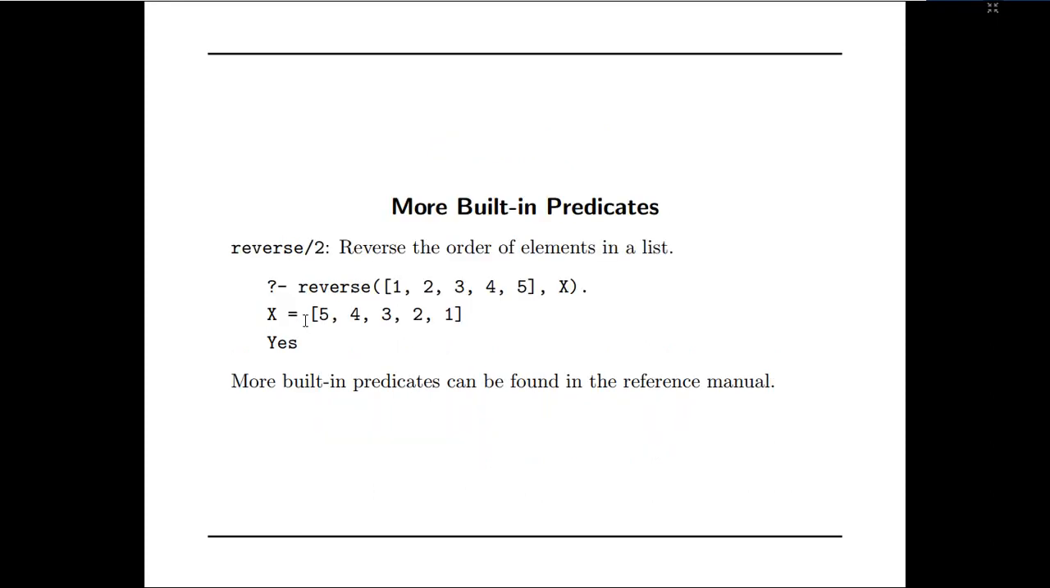Some more built-in predicates: reverse. It is very easy to reverse the given list. Reverse of [1, 2, 3, 4, 5], X. Then the variable X will present the reversed list.